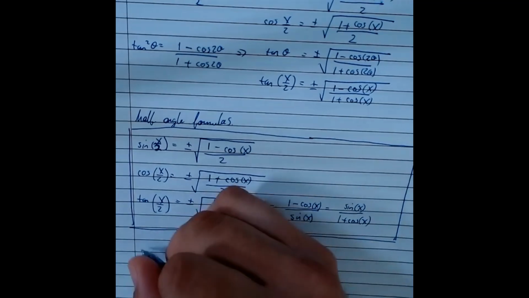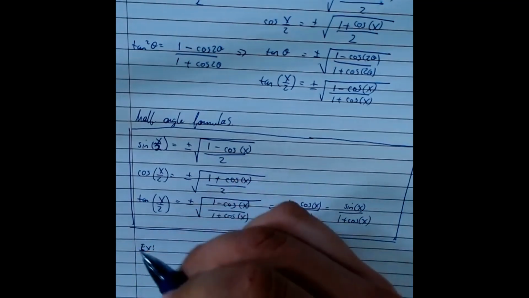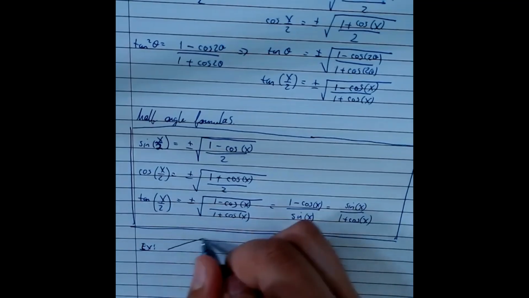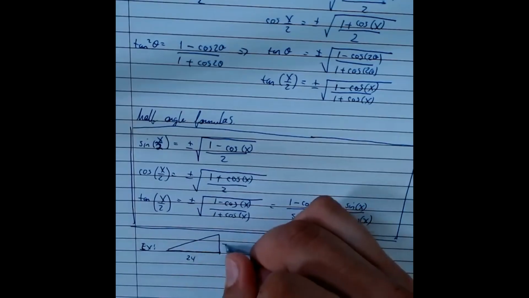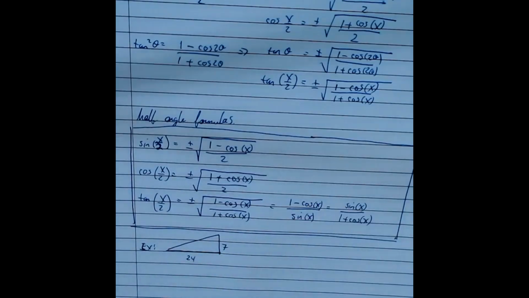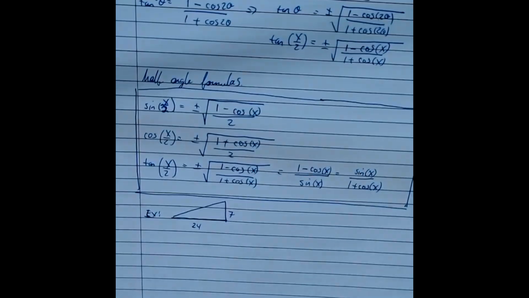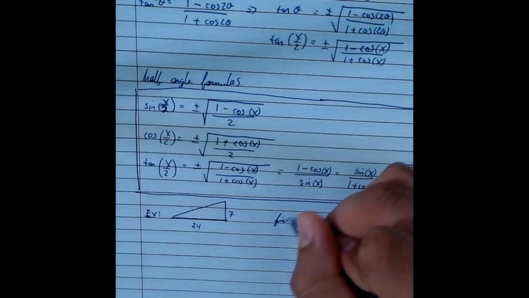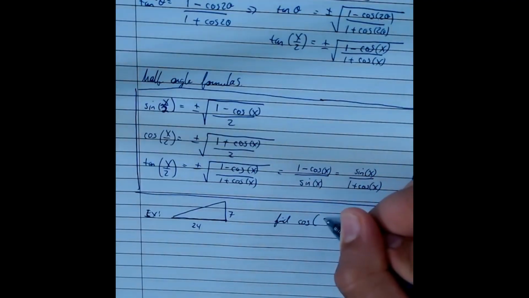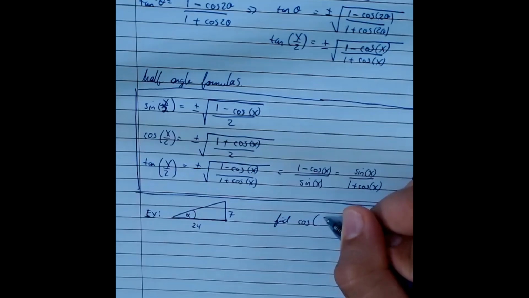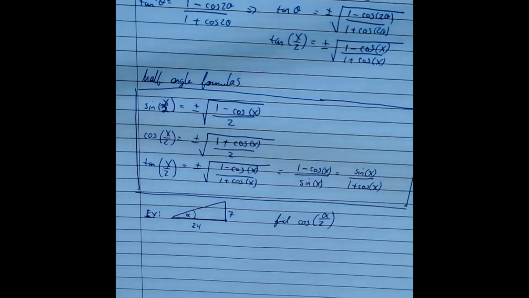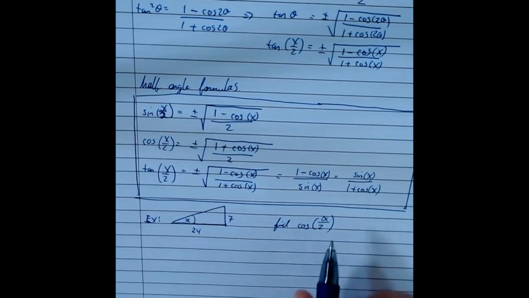So some examples of this. You're given a triangle. Here it measures 24 units, and that measures 7 units. And the question is to find the cosine of half of this angle right here. They call this the angle alpha. So cosine of alpha over 2. All right, so let's see.